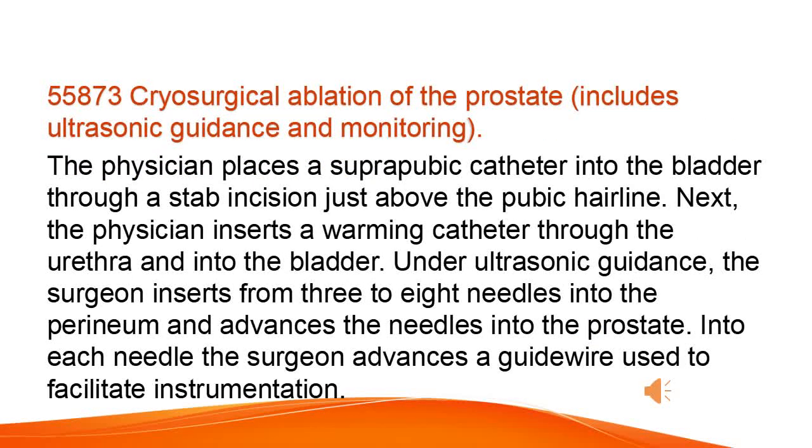Cryosurgical ablation of the prostate includes ultrasonic guidance and monitoring. The physician places a suprapubic catheter into the bladder through a stab incision just above the pubic hairline. Next, the physician inserts a warming catheter through the urethra and into the bladder. Under ultrasonic guidance, the surgeon inserts from 3 to 8 needles into the perineum and advances the needles into the prostate. Into each needle the surgeon advances a guide wire used to facilitate instrumentation.